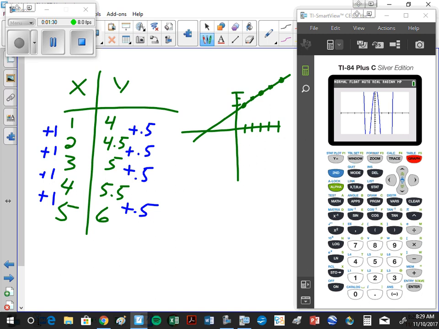Okay, a linear function is one that goes up by a constant. It's the same change every time. It's the same addition every time. Plus 1/2, plus 1/2, plus 1/2, and so on. Okay, we could have this.